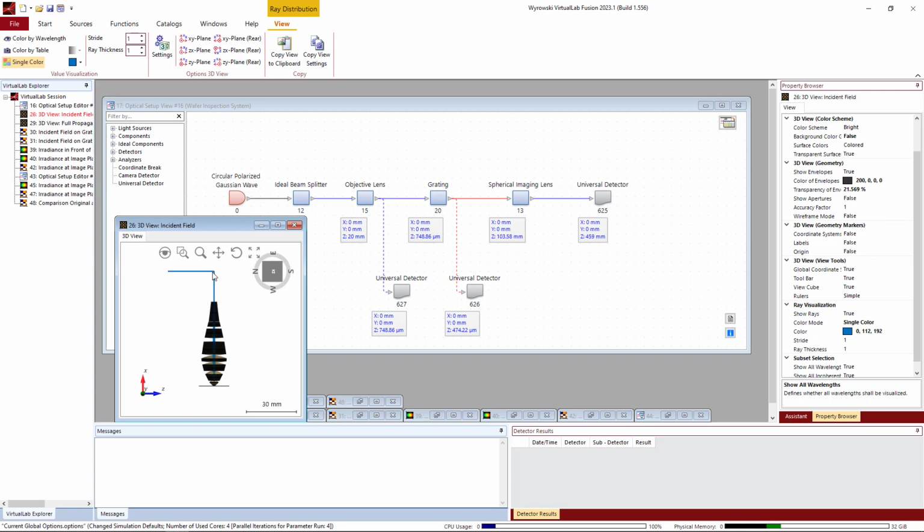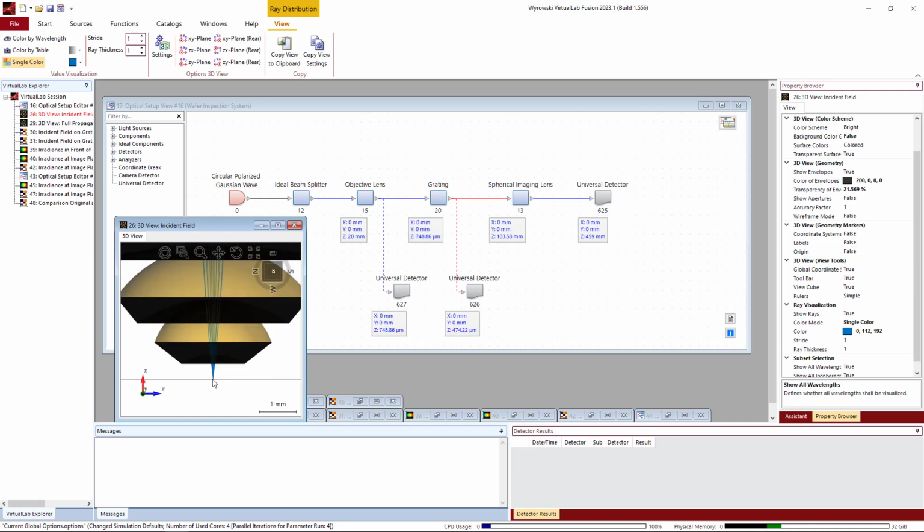So the light emanating from this Gaussian source is going to be redirected by this first component towards a high NA objective lens. The NA is 0.9. And this objective lens is going to focus this incident field onto our microstructured wafer, component number 20 here, which is located right here in the focal plane of our objective lens. So this is the first part of the propagation of the light through the system.